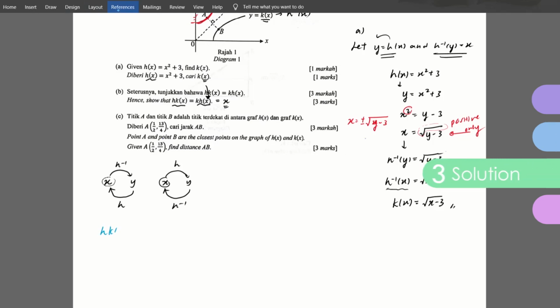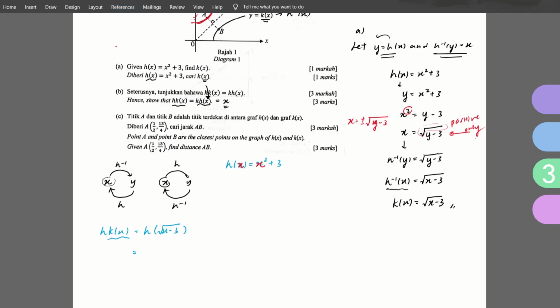For hk of x, don't forget, for functions we need to look at the inside ones first. So we substitute k of x's function, which is square root of x minus 3, and we use h. The h function is x squared plus 3, and now I just need to change the x, since my new object is square root of x minus 3. If I simplify this, square root and square cancel, and minus 3 plus 3, we get x. This is expected.